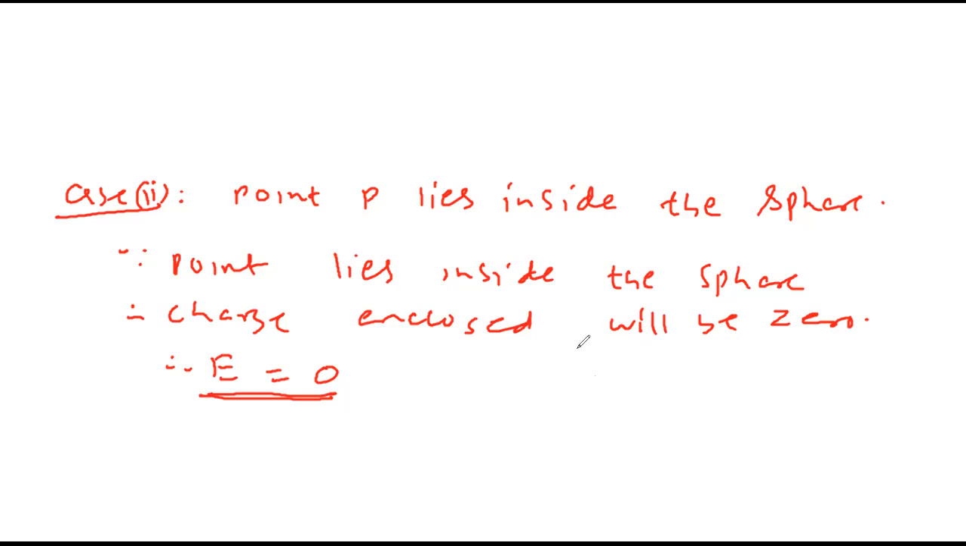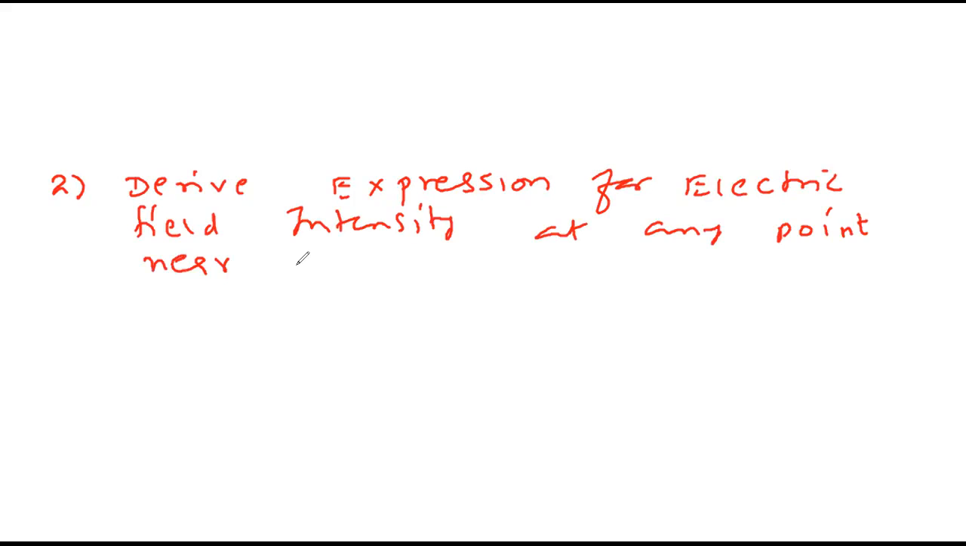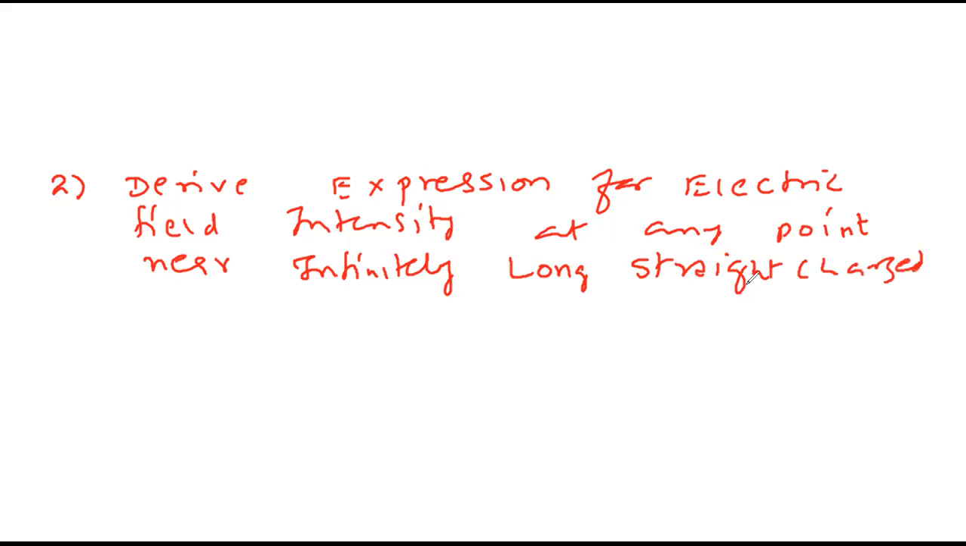So the first application is over: intensity near the hollow sphere on the surface and inside. Second application. Derive an expression for electric field intensity at any point near an infinitely long straight charged wire. Long straight charged wire. It can also be a long straight cylinder, because a wire is like a cylinder.